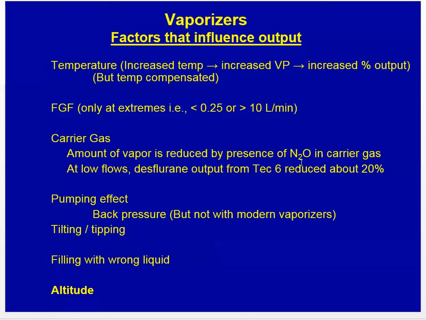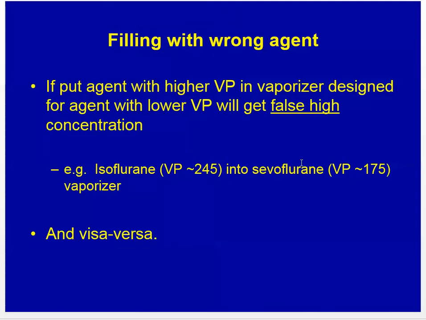Interestingly, the carrier gas does influence the output somewhat, and at low flows, the Desflurane output is reduced by about 20% when using nitrous oxide. The pumping effect refers to the effect of back pressure due to positive pressure ventilation, but most modern vaporizers have check valves to prevent this from happening. Obviously, if you tip or tilt over the vaporizer, the liquid anesthetic can get into the upper portions and cause a massive overdose. There's also problems if you fill the vaporizer with the wrong liquid. And finally, we'll briefly comment on the effect of altitude.